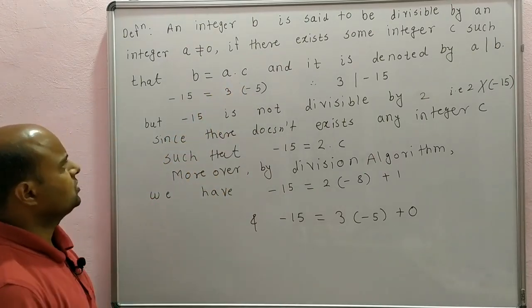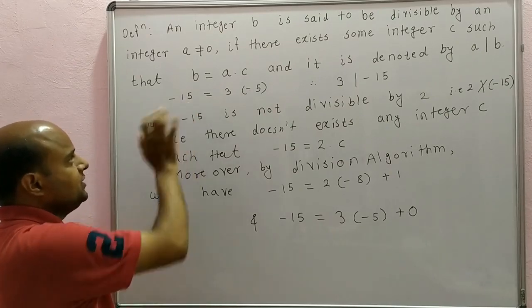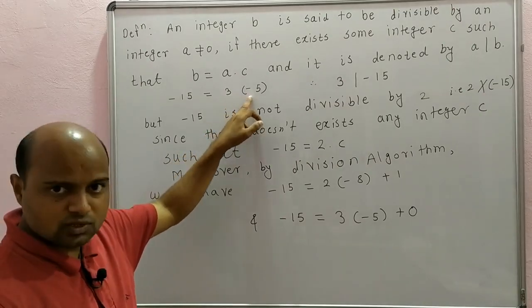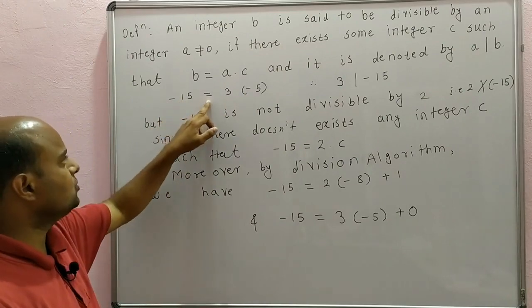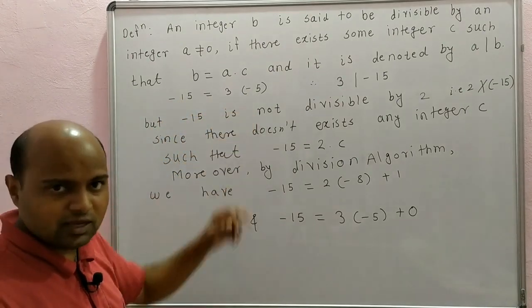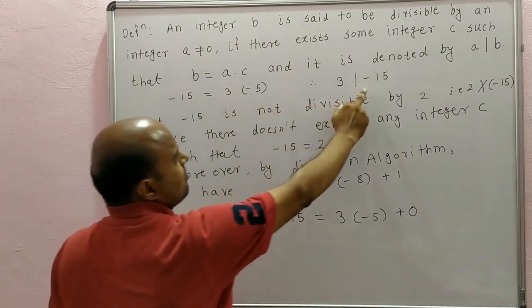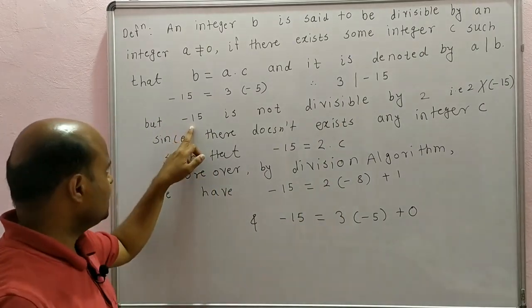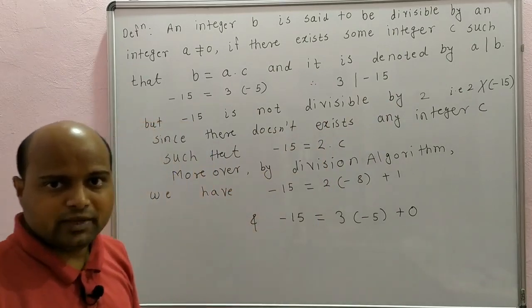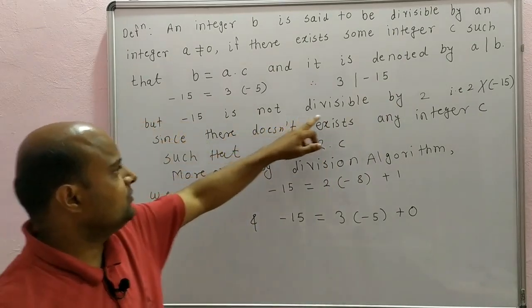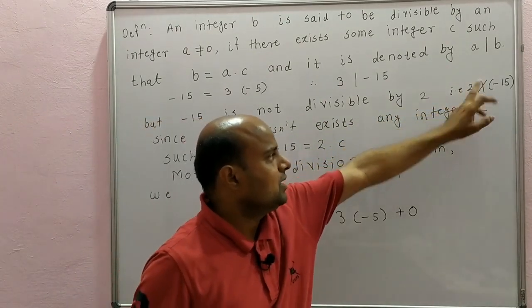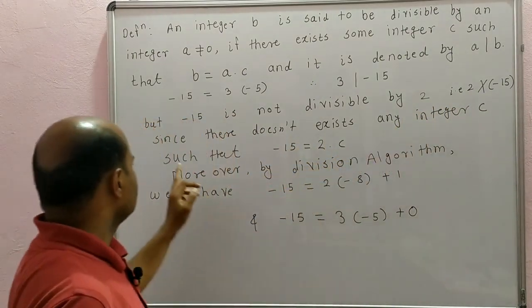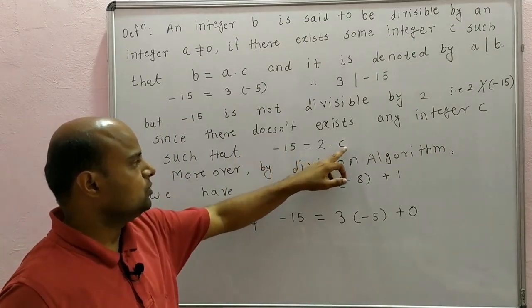For example, suppose you take b to be minus 15 and a to be 3, then there exists minus 5 such that minus 15 is equal to 3 into minus 5. Therefore, we say that 3 divides minus 15. Now take b to be minus 15 and a to be 2. We can observe that minus 15 is not divisible by 2. That is, 2 does not divide minus 15. Why? Since there does not exist any integer c such that minus 15 is equal to 2 into c.